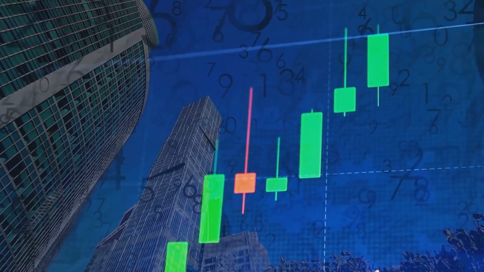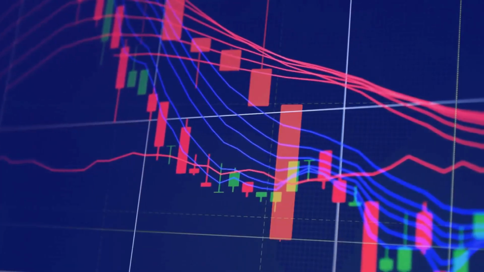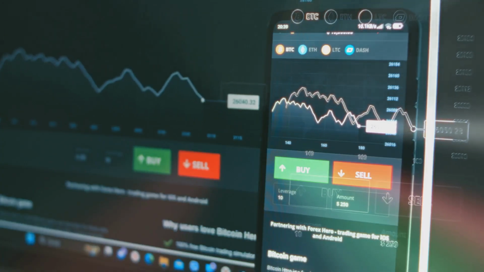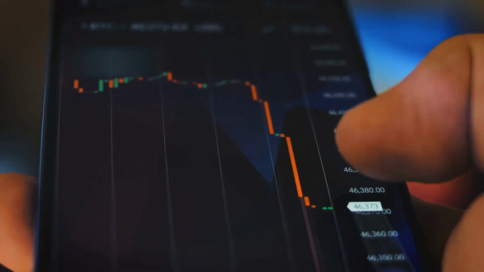A red candle means the price closed lower than it opened. The top of the red body is the open price. The bottom of the red body is the close price. This shows that selling pressure was stronger. It is a sign of negative market sentiment.